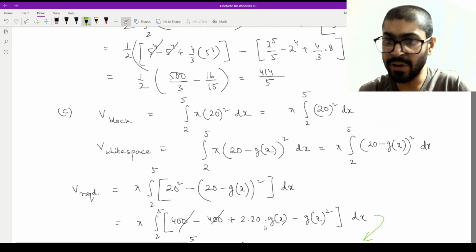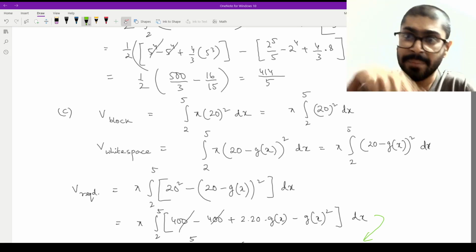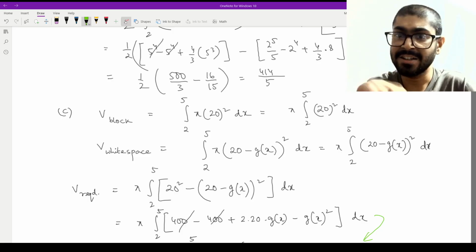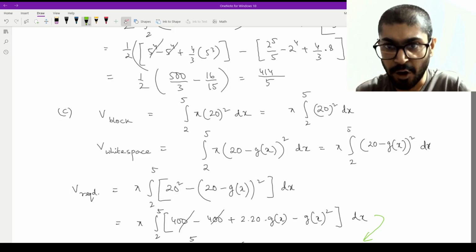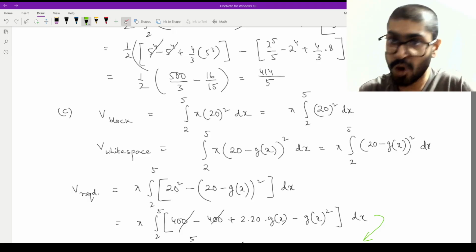I have written it quite simply. So V is volume, right? The volume of the entire block would be pi times 20 squared, pi r squared, and its integration from 2 to 5 would give you the volume. The volume for the white space would be something that is not g(x).